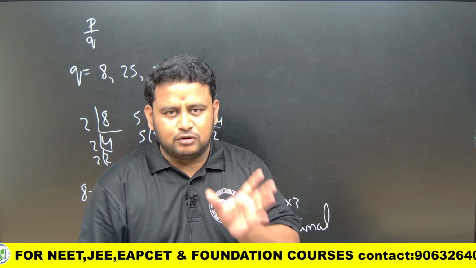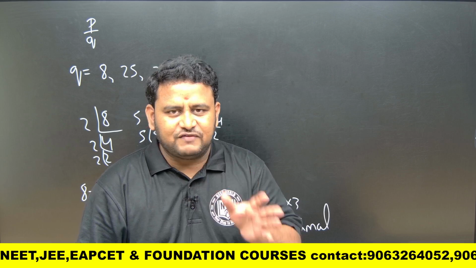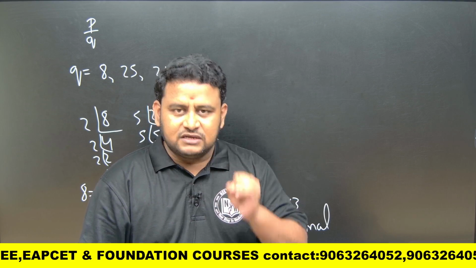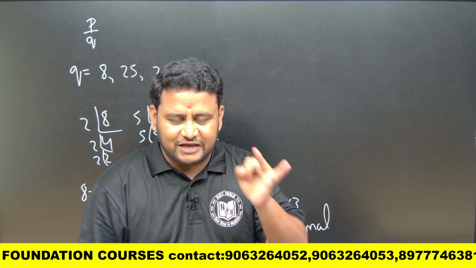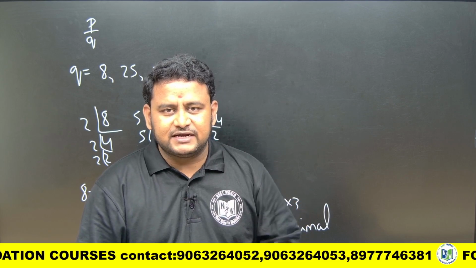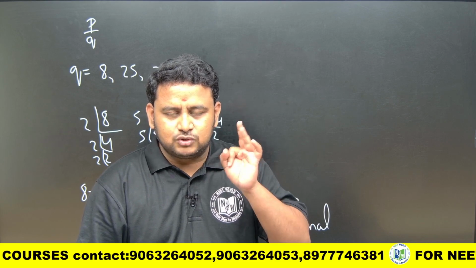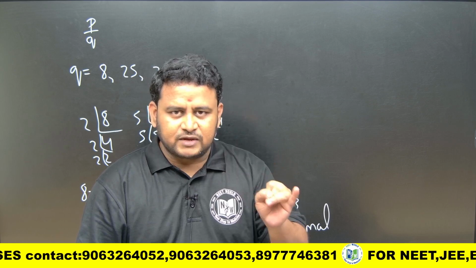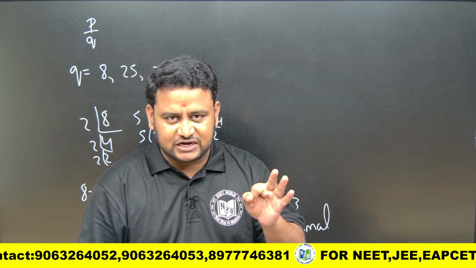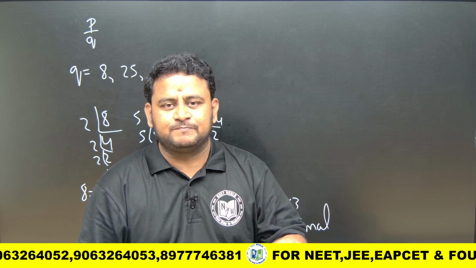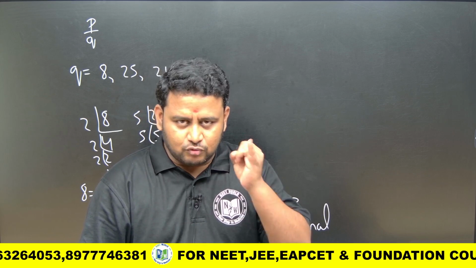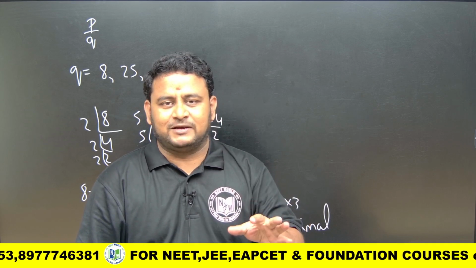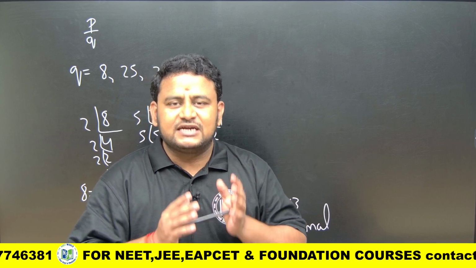So, q means what? Denominator. Take the denominator, find the factors of it. If you are getting only 2 as the factors, or only 5 as the factors, or a combination of 2 and 5 as the factors, then the decimal expansion will be terminating. In the denominator, if you are getting only 2, or only 5, or only 2 and 5, then it is a terminating decimal.